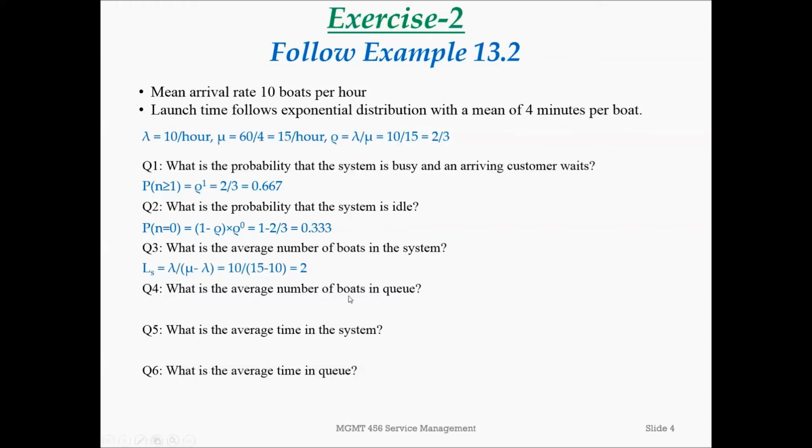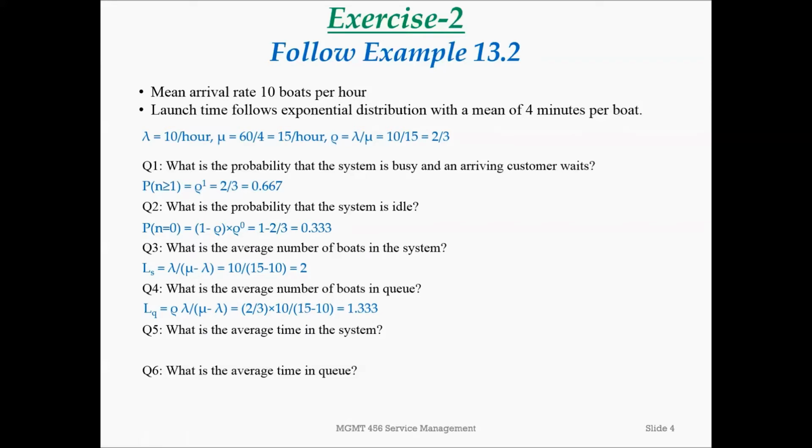Next question: what is the average number of boats in the queue? Basically, this is talking about the average number of customers in the queue, which is LQ. LQ is equal to rho times lambda divided by mu minus lambda. We plug in all these numbers to get 1.333. So average-wise, we will see 1.333 boats in the queue. Average-wise, we have 2 boats in the system and 1.333 boats in the queue.